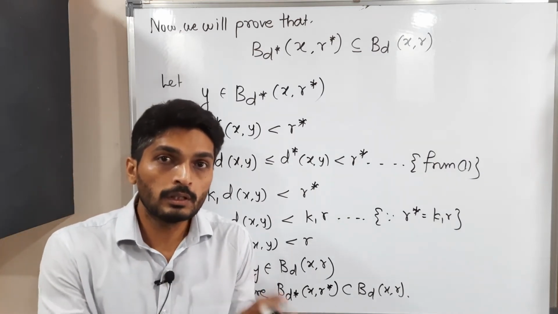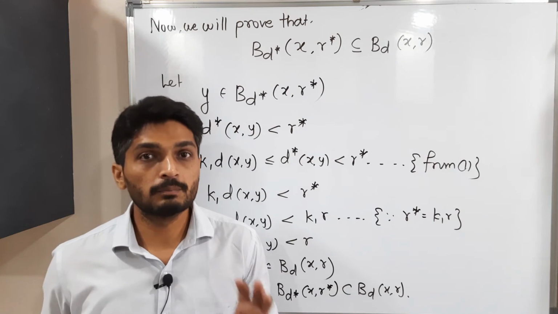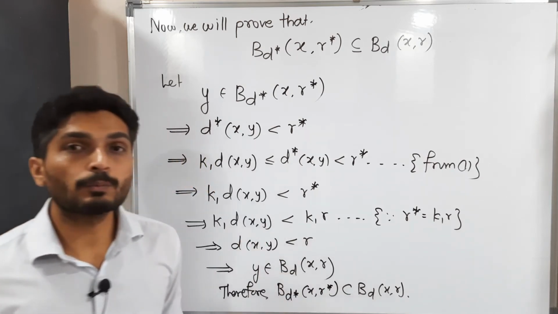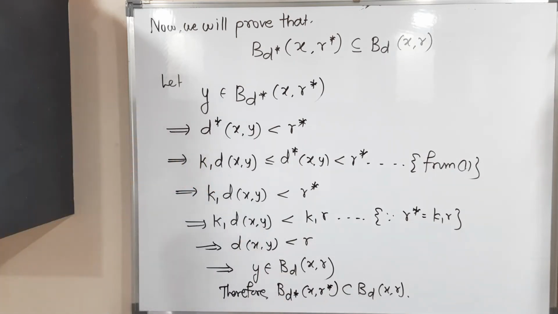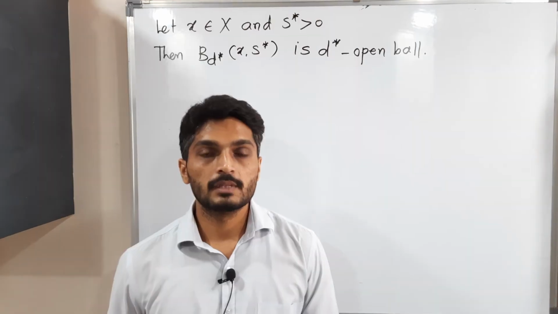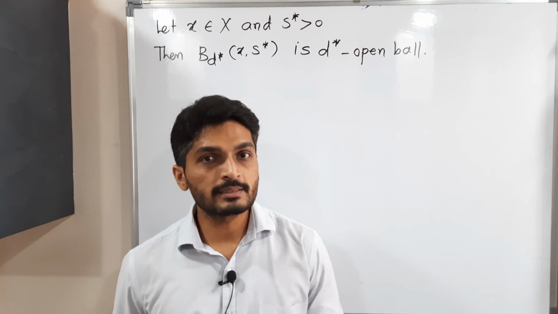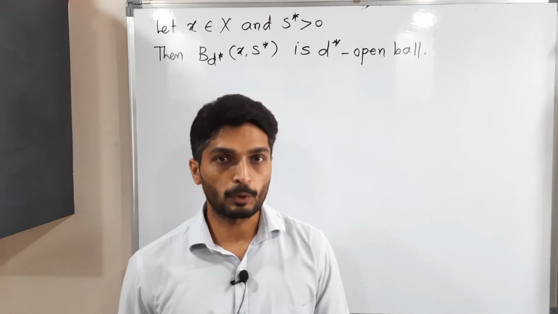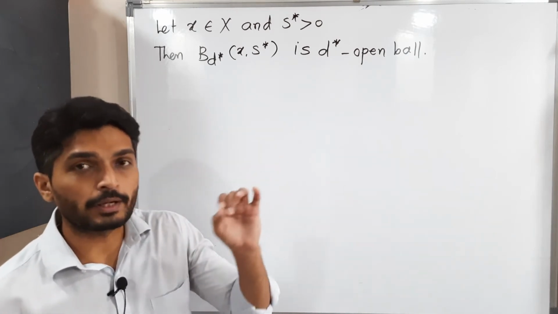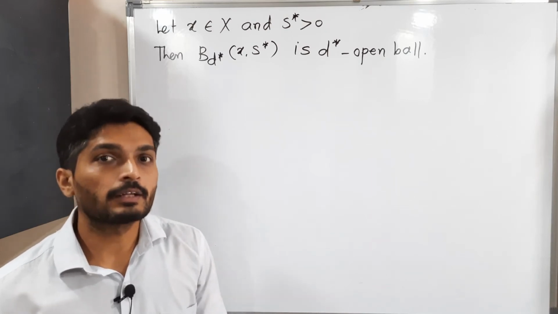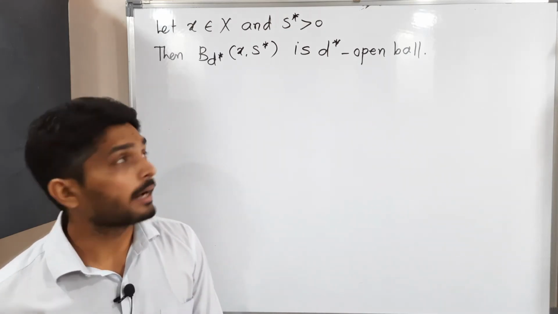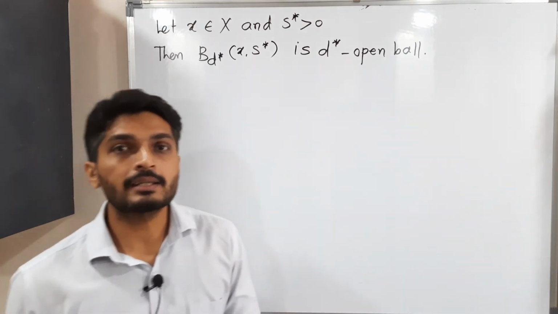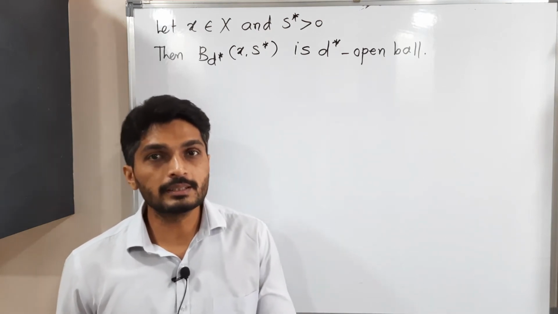Now we have to prove the other part. That means we will prove that every d* open ball contains a d open ball. Make a screenshot of it. After that we will go further. So I have taken one point x from capital X and one radius s*, and B_{d*}(x, s*) denotes any d* open ball.